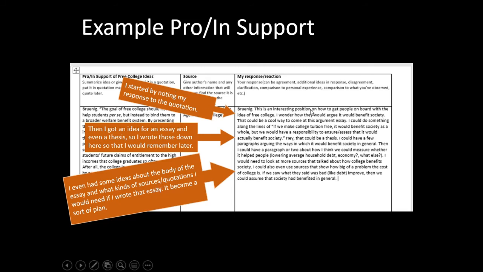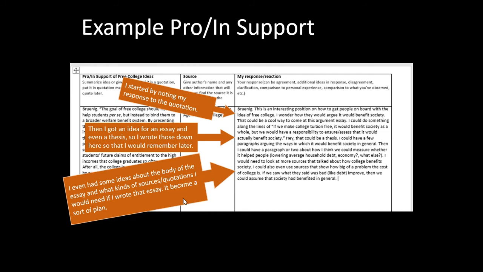And I was pretty informal. I even said stuff like, hey, that could be a thesis. So feel free to record your thinking as you're going. This doesn't have to be formal. This is keeping track of interesting ideas and why you thought they were interesting. And after I came up with my thesis idea, I even had some ideas about the body of an essay and what kind of sources or quotations I would need if I wrote that essay. So I wrote them down.